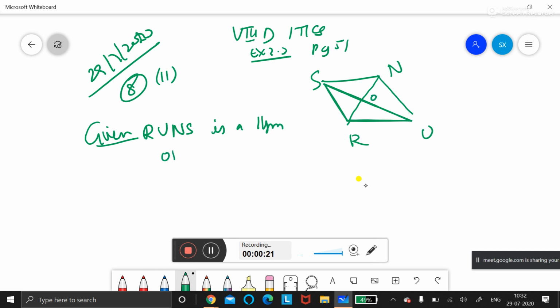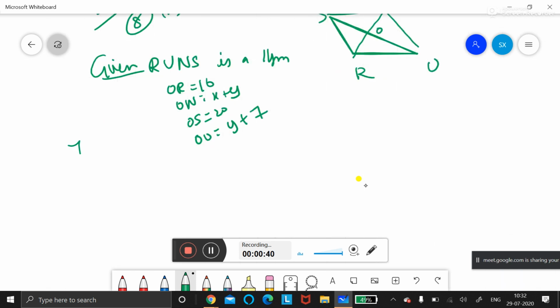RUNS is a parallelogram, and OR is equal to 16, and ON is equal to x plus y, and OS is equal to 20, and OU is equal to y plus 7. Okay, now you have to find x and y. To find x and y, that is to find the solution.